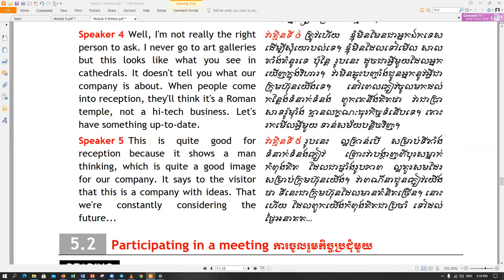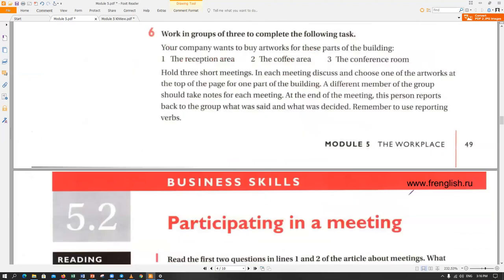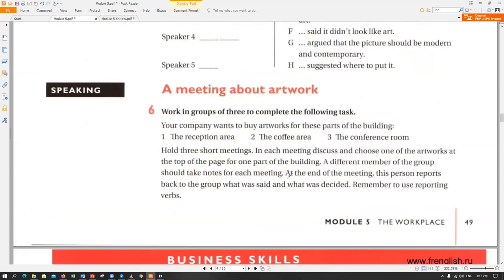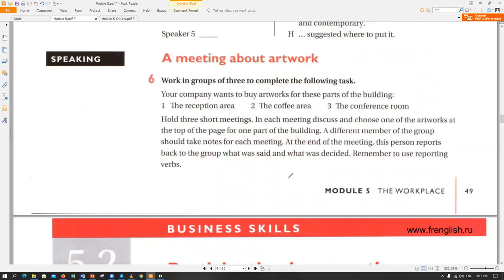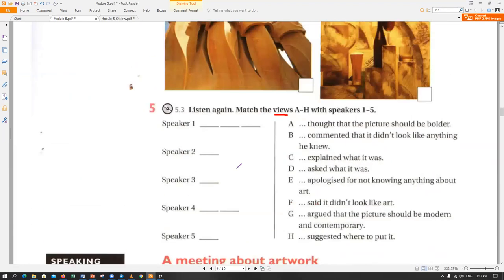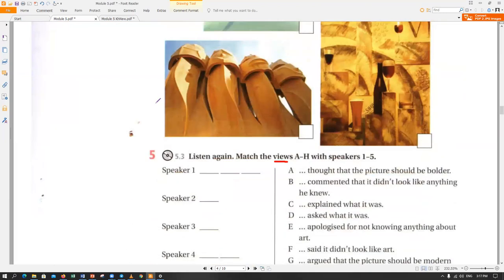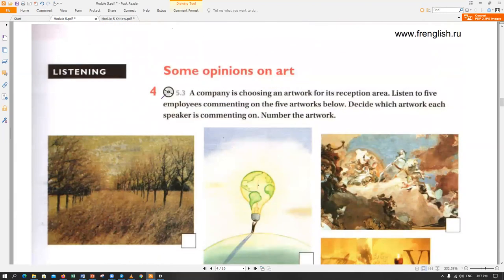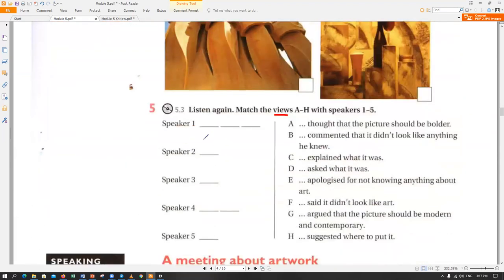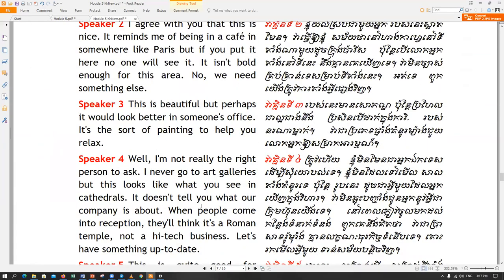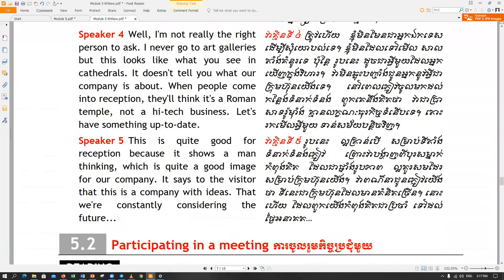Okay, you have listened already, and don't forget to do the exercises. Show me when you have a conference with me. Exercise 4 and exercise 5, the same listening 5.3. And if you are not clear enough, you can play the video again, or you can read this document for better understanding.